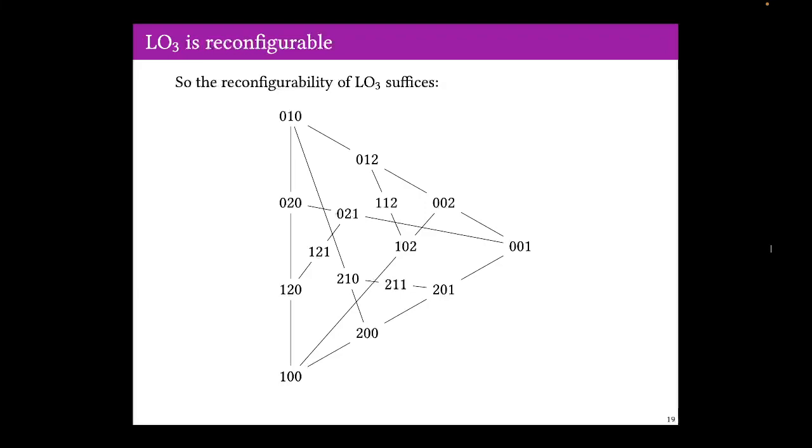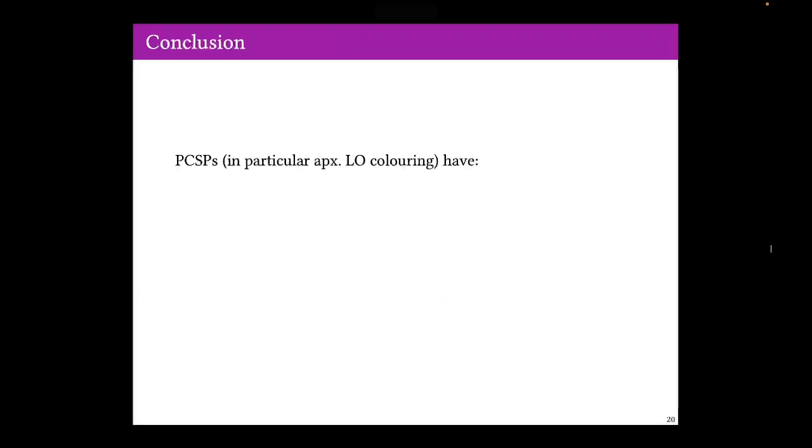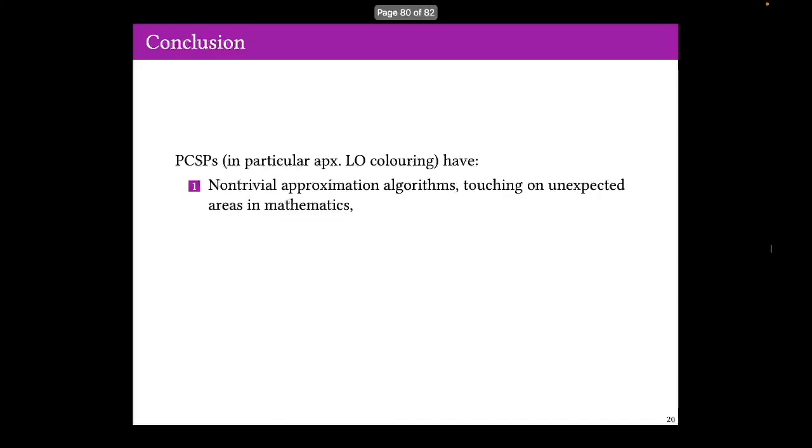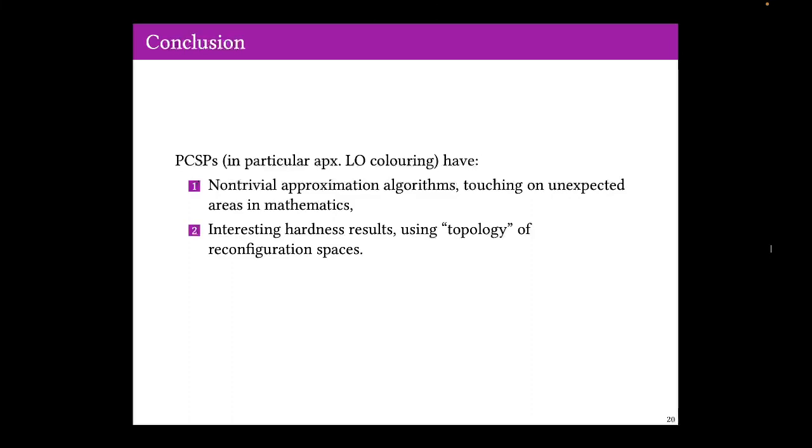To conclude, qualitative approximation of CSP, in particular PCSPs and this LO coloring problem that we talked about today, have both really interesting approximation algorithms touching on unexpected areas in mathematics like additive combinatorics and so on, and also some rather strong and unexpected hardness results using the quote-unquote topology of reconfiguration spaces.